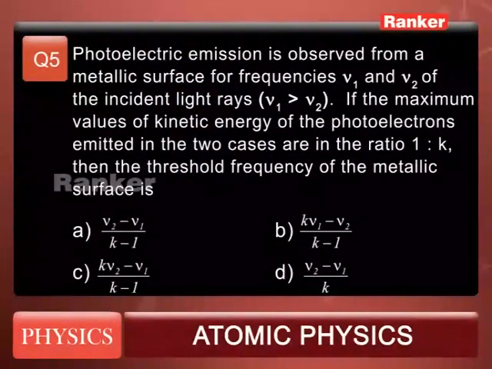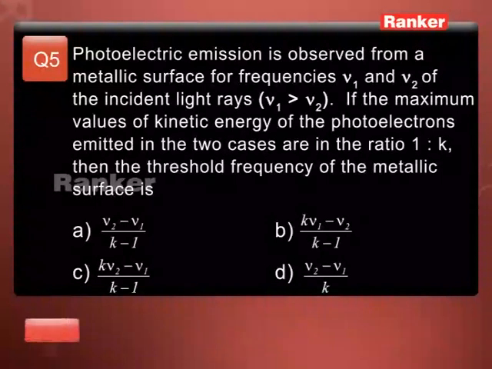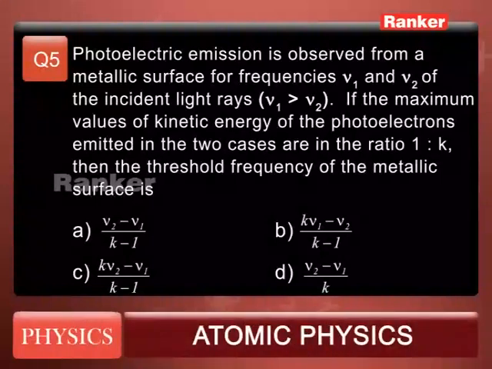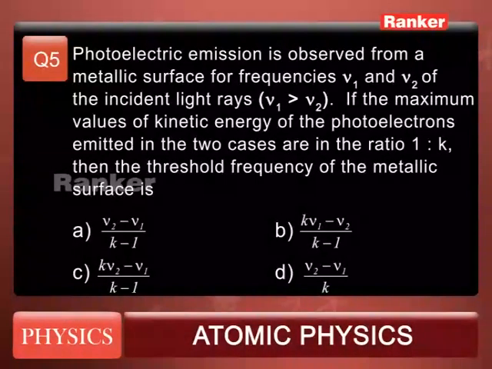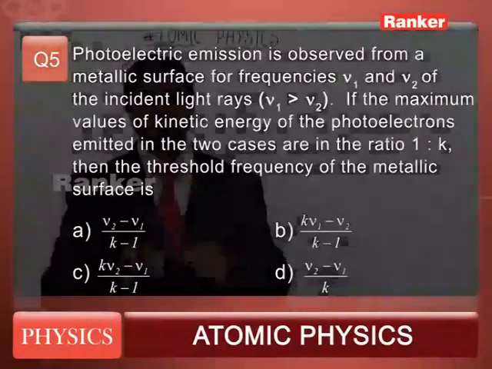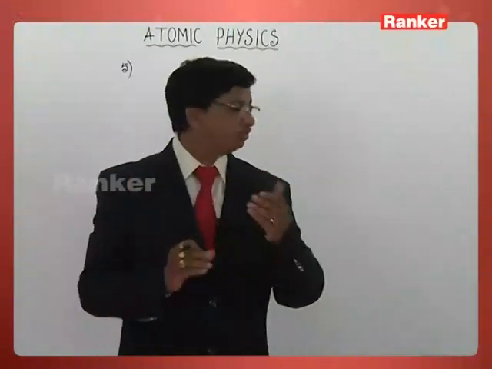The first option is nu2 minus nu1 by k minus 1. The second option is k nu1 minus nu2 by k minus 1. The third option is k nu2 minus nu1 by k minus 1. And the fourth option is nu2 minus nu1 by k. What is the correct option for this? We just have to decide.